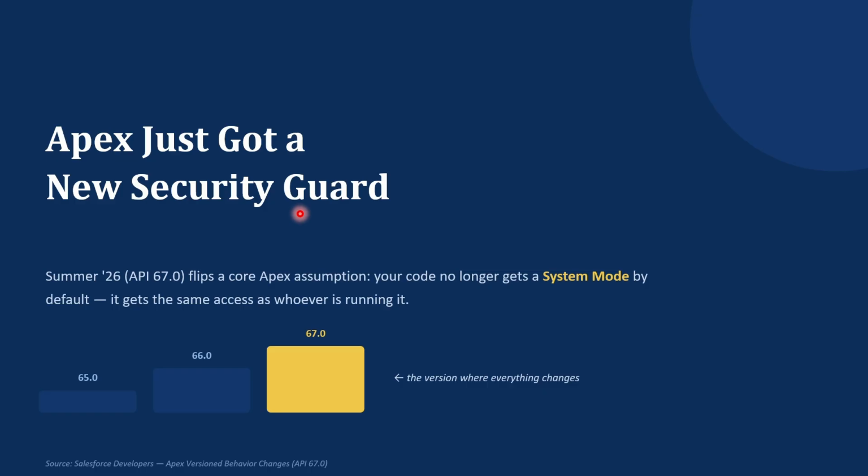So for those who don't know, Apex always ran in system mode, okay? But version 67 changes everything. Your code no longer gets system mode by default. It gets the same access as whoever is running it if you switch to API version 67.